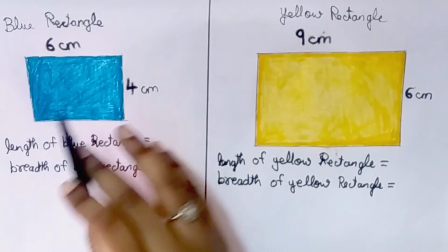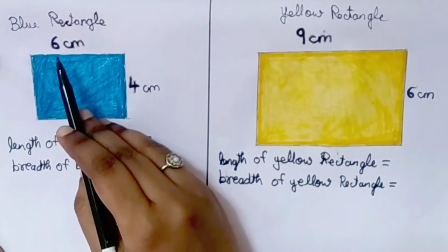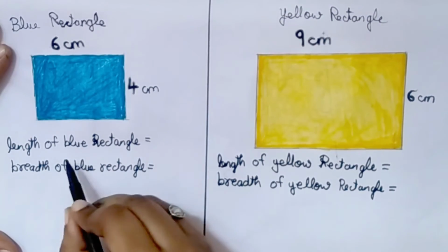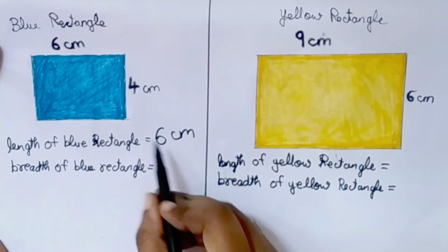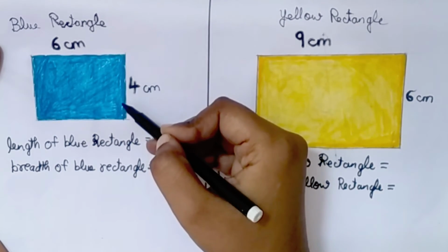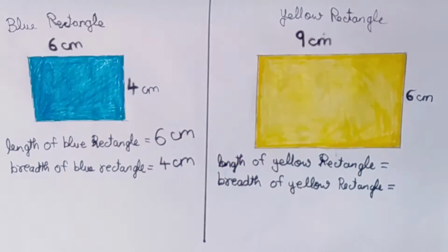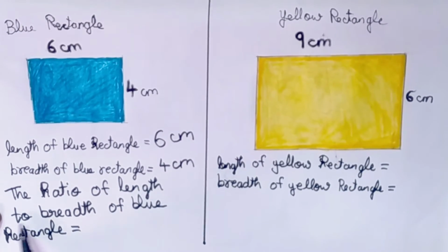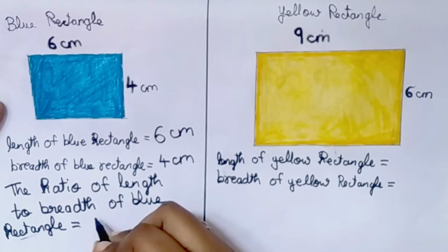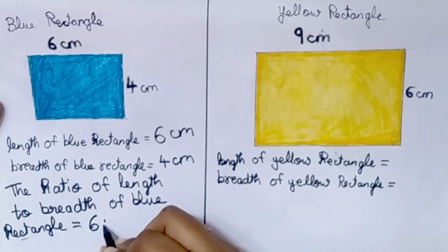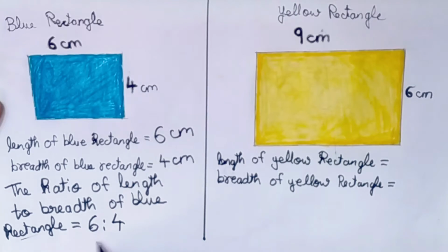Now see only the blue rectangle. For the blue rectangle, first we will find the ratio of length to breadth. The length of this blue rectangle is 6 centimeter and the breadth is 4 centimeter. Now the ratio of length to breadth of the blue rectangle: first length is given, so first we write length, that is 6, is to breadth, 4. So the ratio is 6 is to 4.